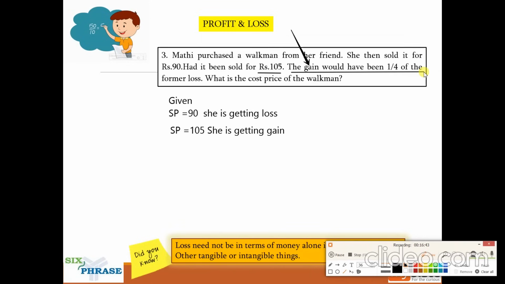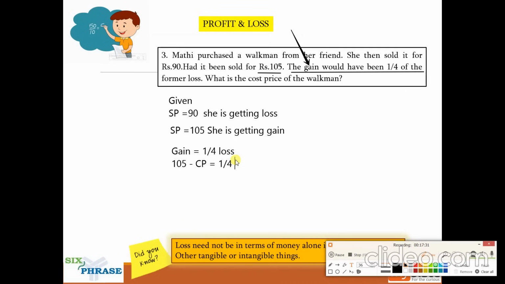So what does the statement say? The gain would have been 1 by 4th of the former loss. So I'm going to take gain is equal to 1 by 4th of loss. Very simple, right? You guys know that the formula for gain is SP minus CP, correct? Here, the SP when she is gaining is 105. So I'll write 105 minus CP is equal to 1 by 4 of the loss.